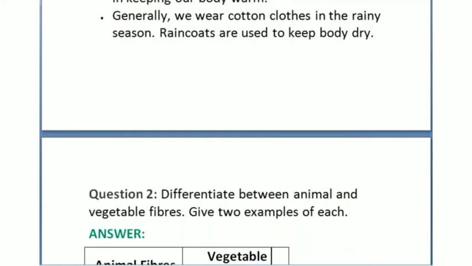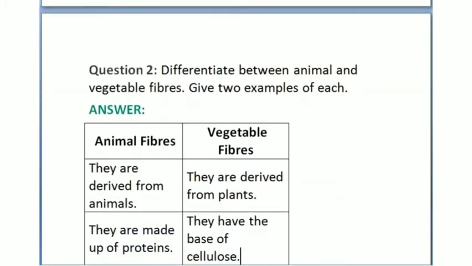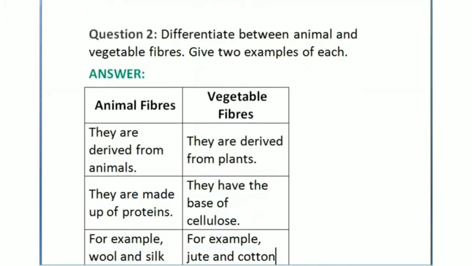So, now question number 2. Question 2 says that differentiate between animal and vegetable fibers. Give 2 examples of each. So, now students, there is the word differentiate or difference. So, you have to mark a line in between like shown in the video. So, write one side animal fiber, another side vegetable fiber.